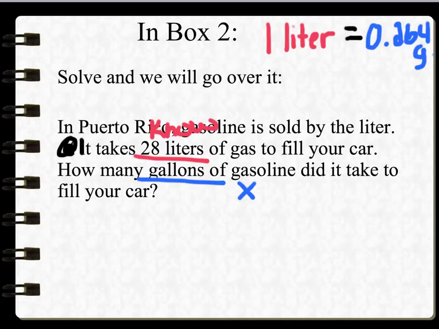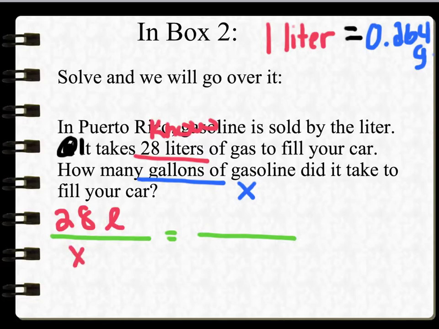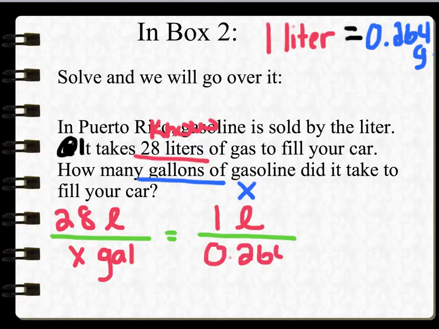Then I'm going to look at my FCAT reference sheet and see that 1 liter is equal to 0.264 gallons. So now let's set up our proportion. I'm going to write the information from the problem on the left. So we have 28 liters, X gallons, and the conversion that we have, which is 1 liter, which is 0.264 gallons. I'd like you to pause the video, solve it for X, and hit play when you're done.